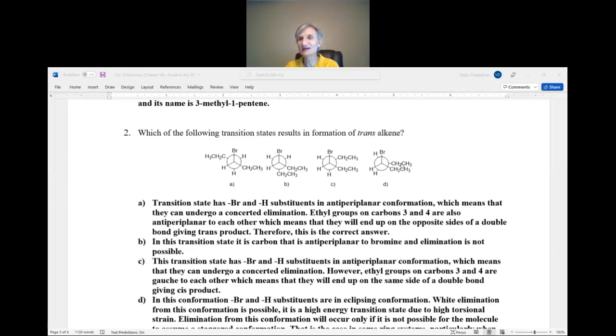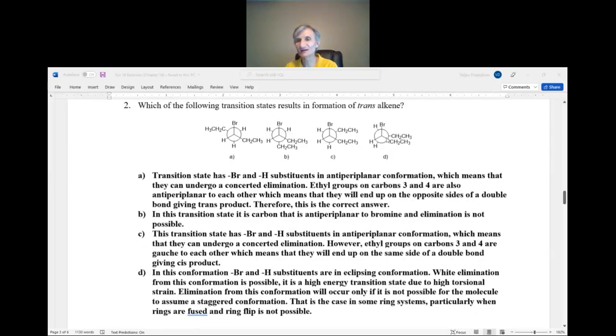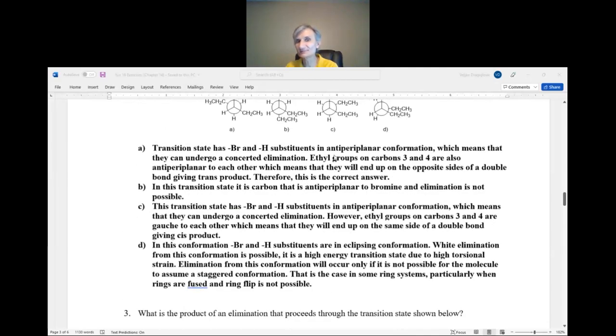And finally, D is relatively rare mechanism, where carbon-bromine and carbon-hydrogen eclipse each other. They could undergo elimination. This one would be cis, but this is very rare mechanism because of the eclipsing of the substituents. This is eclipsing conformation, so it's high energy conformation. And this only occurs in certain cyclic systems when it's not possible for substituents to assume this antiperiplanar orientation. So this would be a rare mechanism. So correct answer is A.